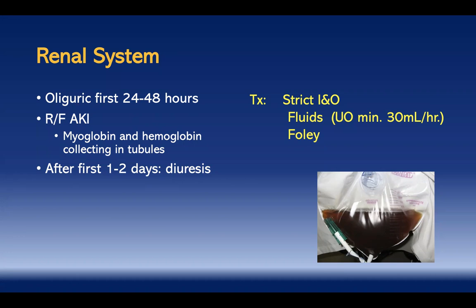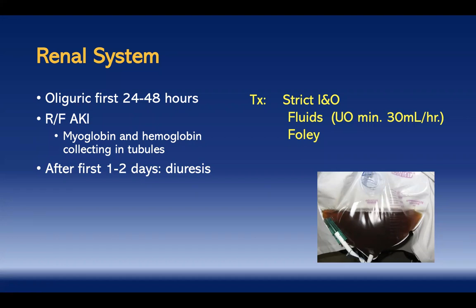Now, you'll know the patient is having myoglobin problems if you notice that their Foley bag looks like Coca-Cola in there. That dark Coca-Cola colored urine is what we notice when myoglobin is present.